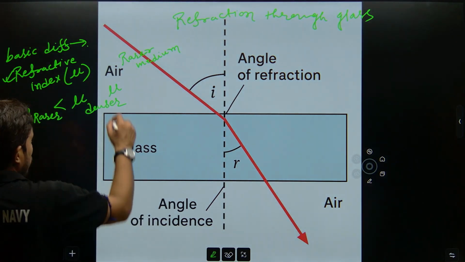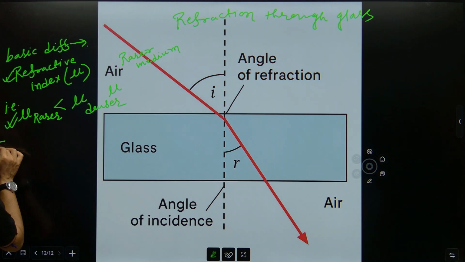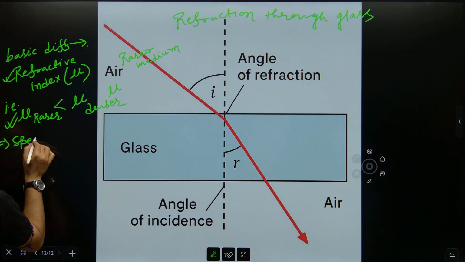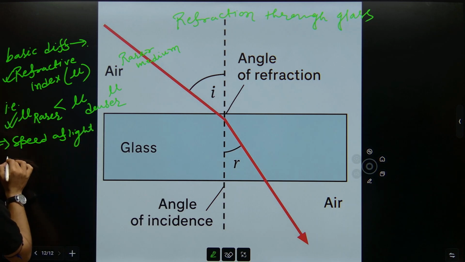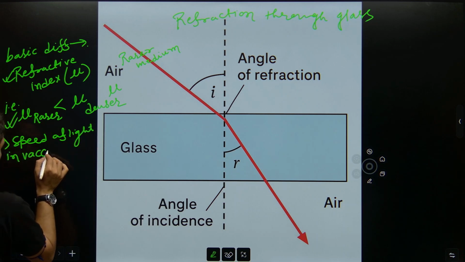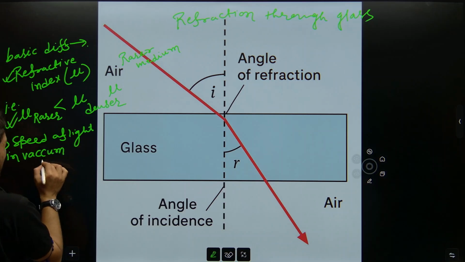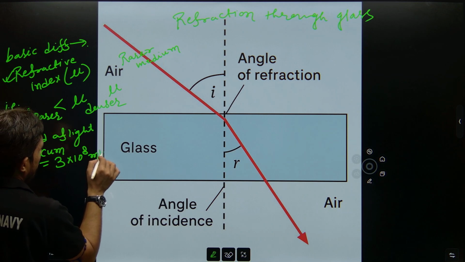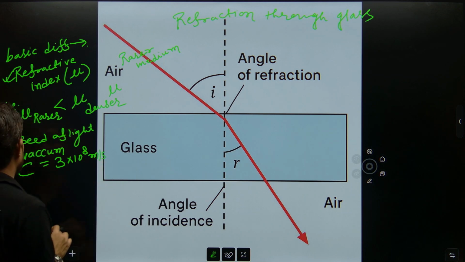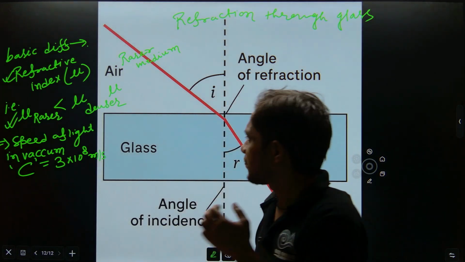When we talk about the speed of light in vacuum, or sometimes in air, it is equal to 3 into 10 to the power 8 meter per second, and it is denoted by C.